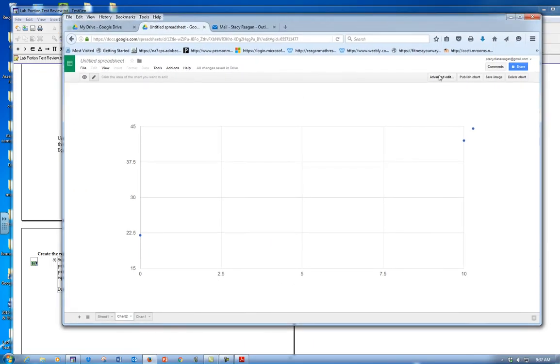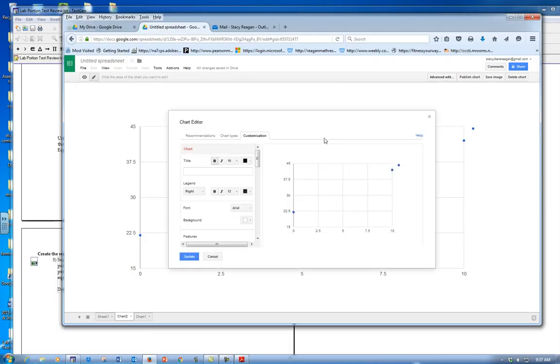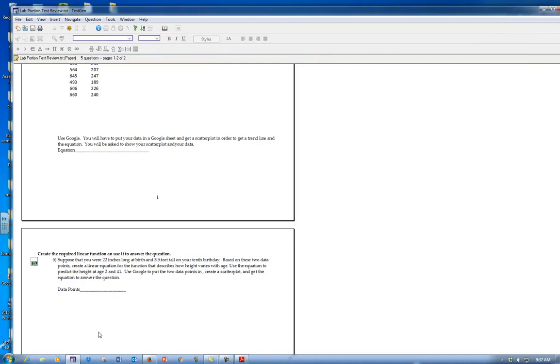Do an advanced edit so that I can get my trend line, linear, and then I can get label, use equation. My equation is y equals 2x plus 22, so that's what I'm going to need. So I'm going to go over here to my test. I'm writing my data points in. You will be asked to write the equation. The equation is y equals 2x plus 22.